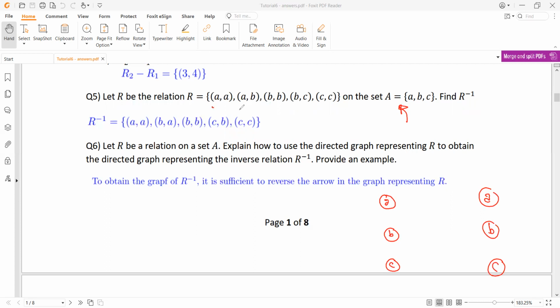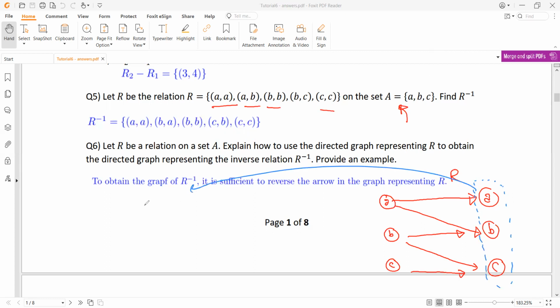A, B, C again. And here A to A, and A to B, and B to B, and B to C, and C to C. So this is R, ya shabab, okay? Can you do R inverse? Yes, of course, I can. It's okay, but I will try to write this down at the left.